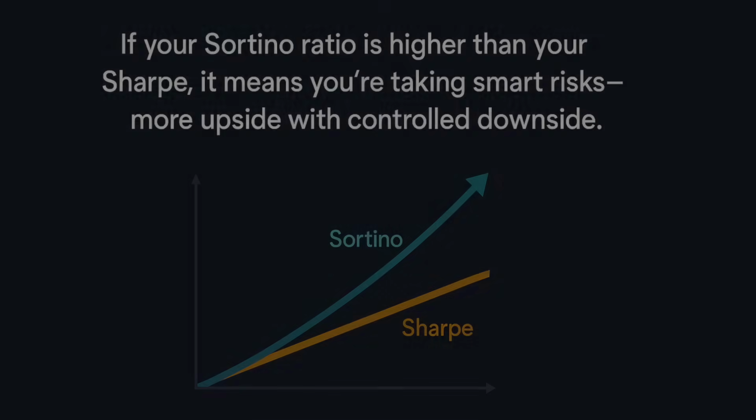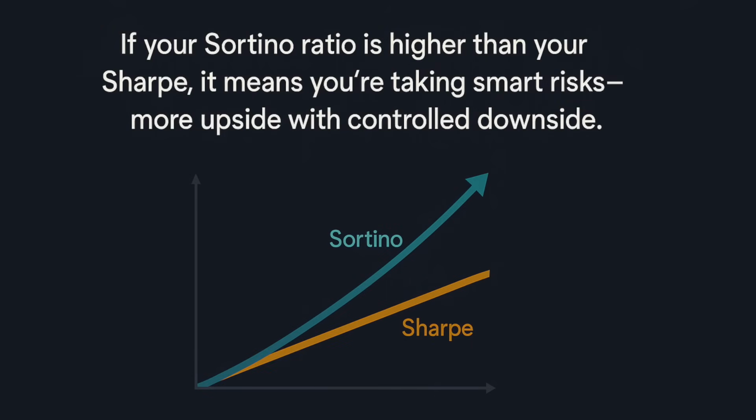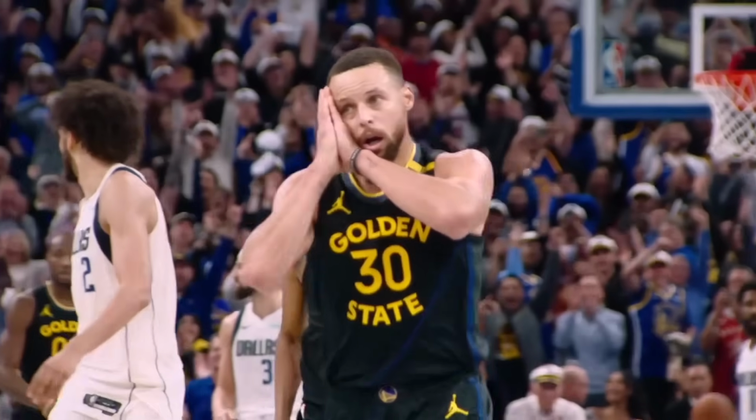The Sharpe ratio is like measuring only the missed shots. It penalizes a strategy that's taking good risks, like open three-point shots instead of just two-point dunks. If your Sortino ratio is higher than your Sharpe ratio, it means that you're taking smart risk, more upside with controlled downside. Think of Steph Curry draining threes, not just playing it safe in the paint like Shaq.